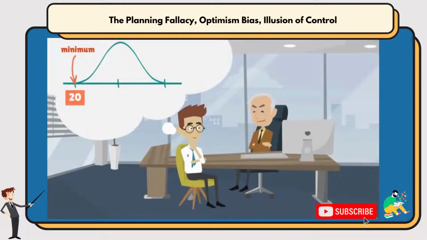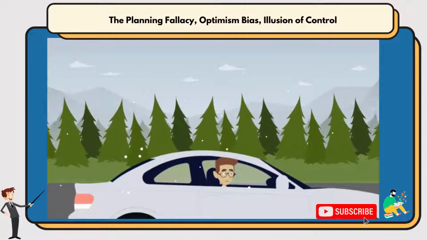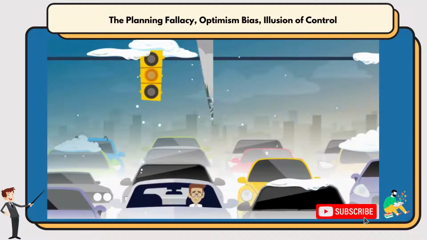Now, let's consider the maximum. Jimmy says the longest it could take him to get to the office is 40 minutes. But what if it's raining or snowing? Mondays usually have heavier traffic too. Did he think about this when estimating?